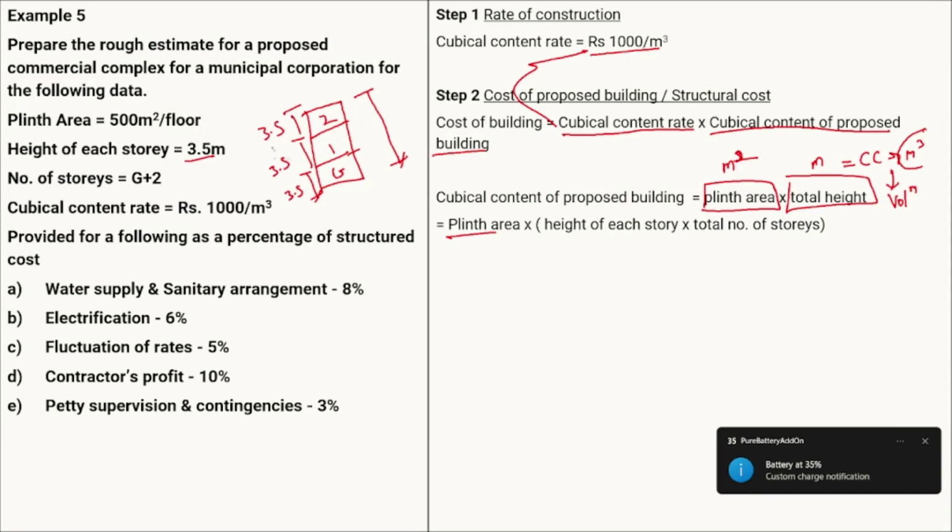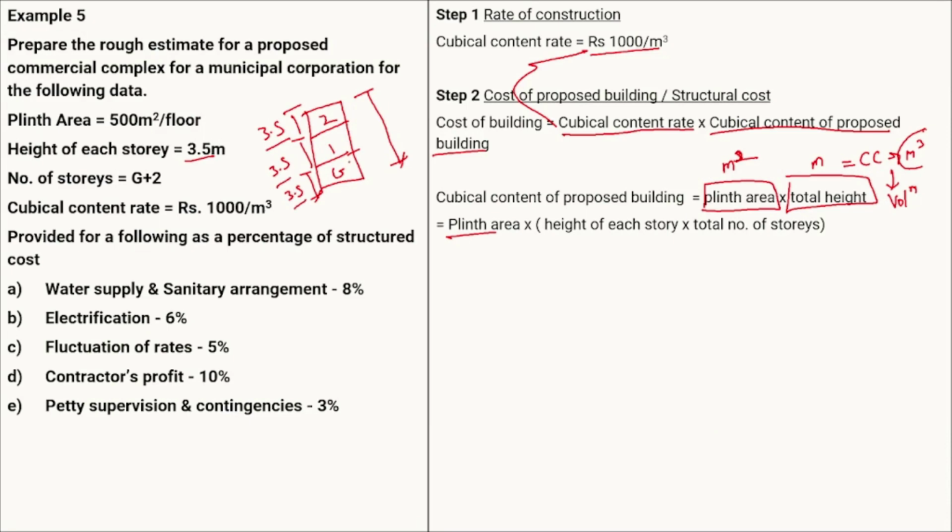So total height will be equal to 3.5 multiplied by 3, which can also be written as the height of each story multiplied by the number of stories. So here the height will be equal to 3.5, that is, each story is given as 3.5, multiplied by the number of stories, 3. So this will give us this particular total height.